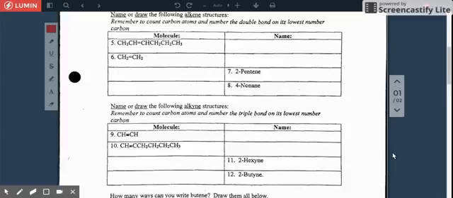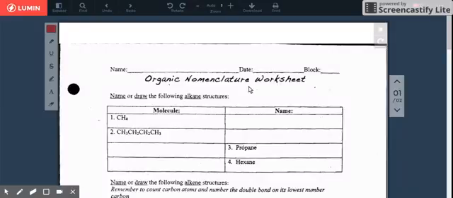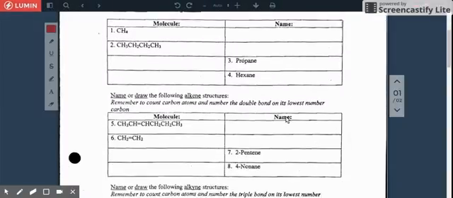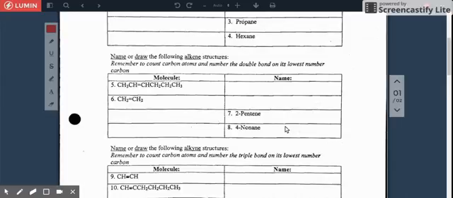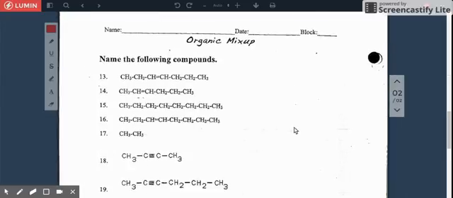Hey class, welcome to part 2 of the video tutorial for this worksheet, the organic nomenclature worksheet. So I'm going to go on to the next part here. There'll probably be a part 3 for some stuff on the bottom.